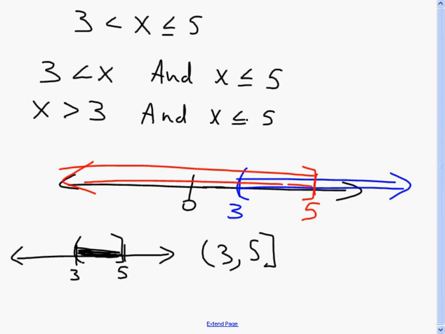And just another thing, if you prefer open and closed circles, you may see them as open and closed circles. So open circles would be parentheses, closed circles would be brackets, in case you happen to come across that. So be careful that you know the definition and you know the difference between intersections versus unions.